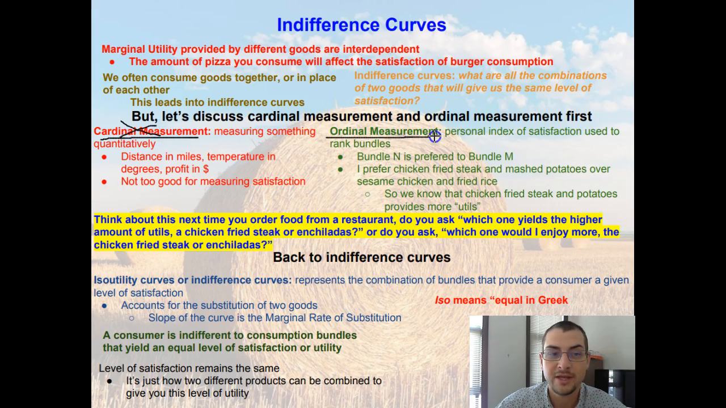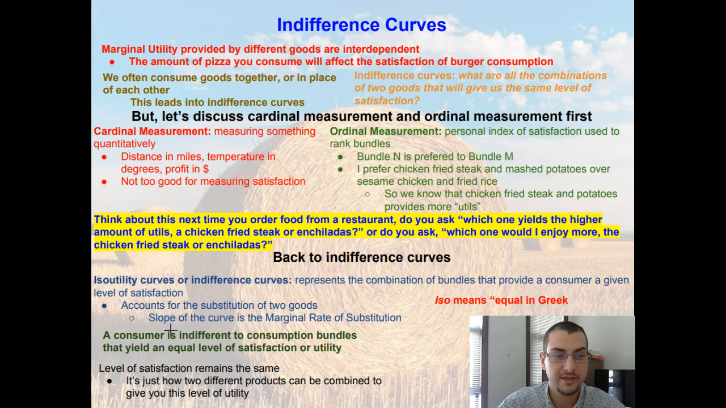But we can rank things. We can ask consumers to rank things using this ordinal measurement, which becomes important whenever we're dealing with these indifference curves, because now we're looking at two goods and we're asking you to figure out which one you would prefer, this amount versus this amount, and what combination of two goods. But we're actually going to combine them both, and we're going to look at cardinal measurement and ordinal measurement. We're going to bring in these concepts of utils, just like we have in the past, to help conceptualize these things. So let's jump right back to indifference curves.